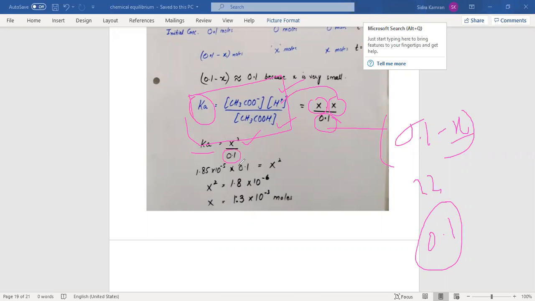Ka is given in the equation, that is 1.85 exponent minus 5. 0.1 is in a division on one side, on the other side of the equation it will be a multiplication. So 1.85 exponent minus 5 multiplied by 0.1 equals x square. Take the square root on both sides. The x square will be cancelled out with this square root. And the square root of 1.85 exponent minus 6 will be 1.3 exponent minus 3. This is the value of x. So this x is basically the concentration of the protons, or the concentration of the acetate ions.